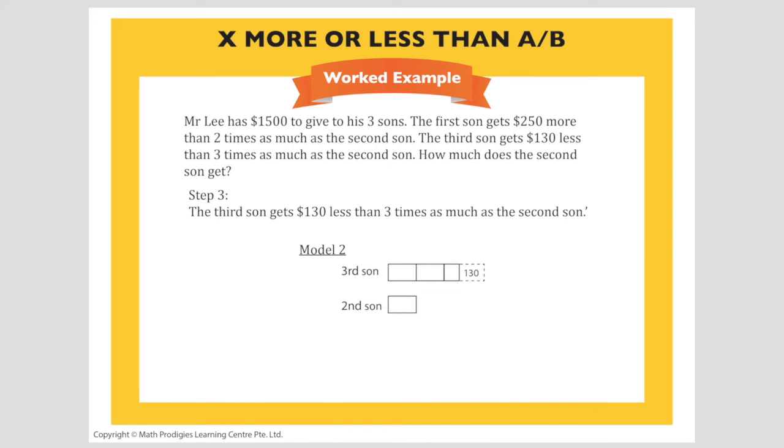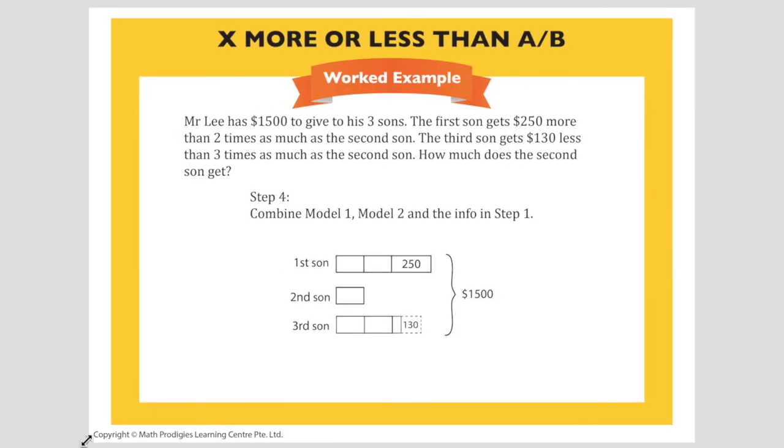Now the next step is of course to combine both of these models, so that it looks like this. The first son, second son, and third son. Now this has what we call the repeated identity concept. In this case, which identity gets repeated? The second son. Therefore, we put the second son in the middle to compare among the 3 people. You get it? So once you get this, it's very simple. You can see $1,500 is the total. You can see all of this as a whole.